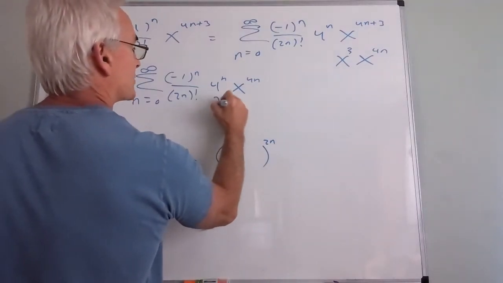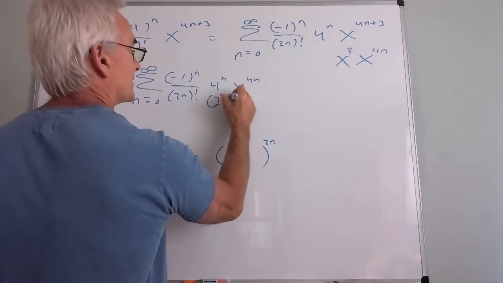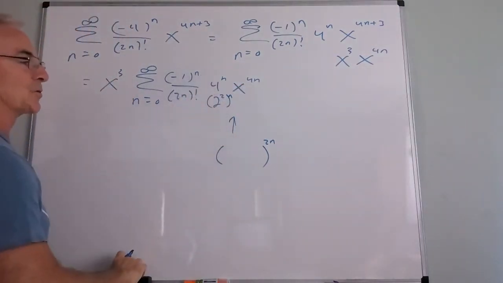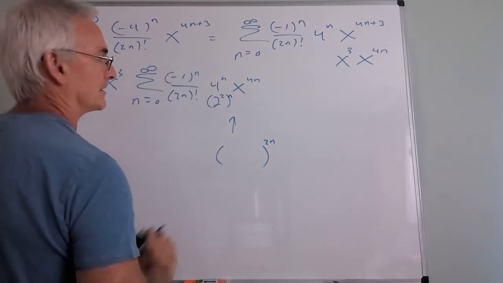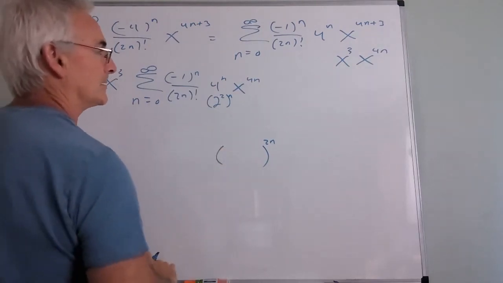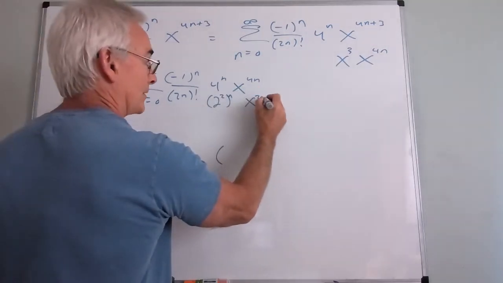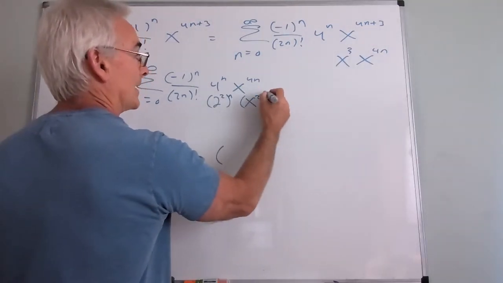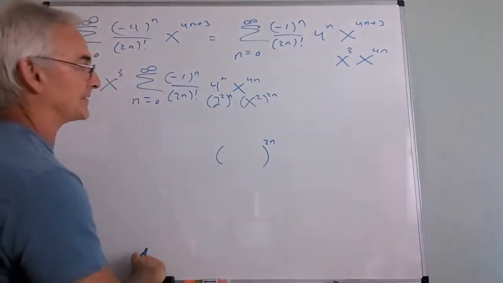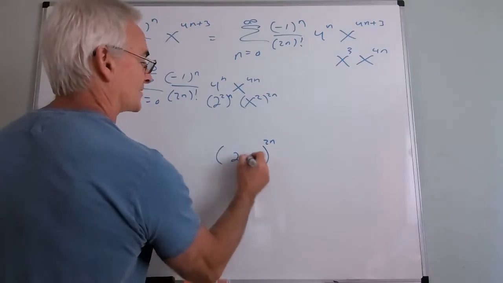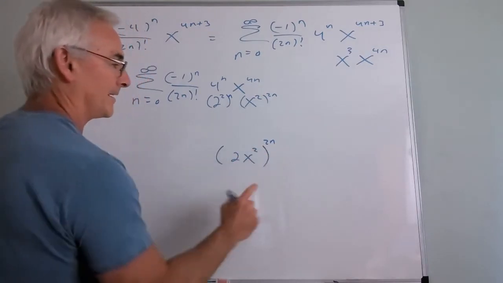Can I think of this as being 2 squared to the n? Is that legal? Is 4 to the n the same as 2 squared to the n? Yes, 100%. And can I think of this one as x squared to the 2n? I think that's what you guys said. Can I think of it that way? Yep. So now what do I got? I have 2x squared. Let's check it out.